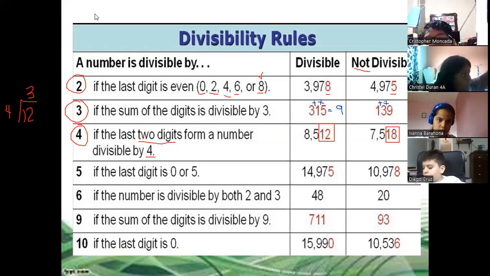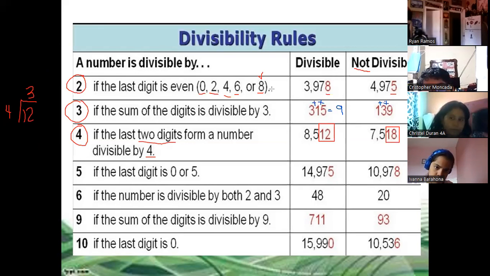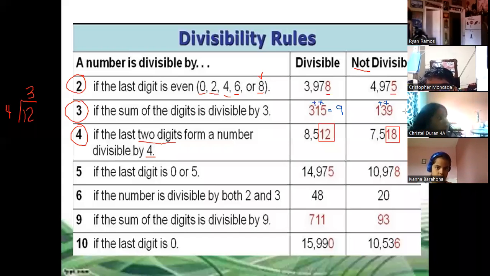Now, not divisible by 4. Here, 7,518. 18 divided by 4. 4 times 3, 12. 4 times 4 is 16. 4 times 5, 20. It's not 18. So it's not divisible by 4.